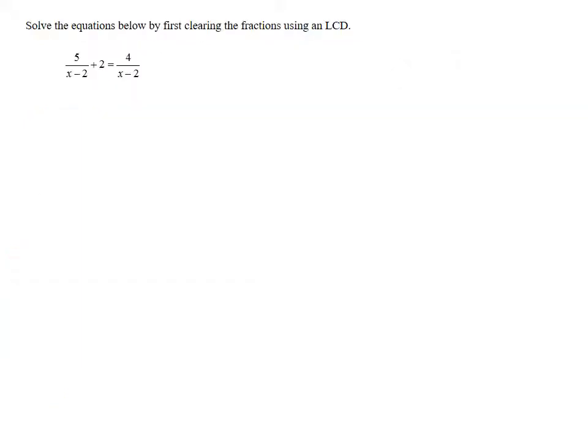Let's solve that third equation we had in our 3 examples. 5 over x minus 2 plus 2 equals 4 over x minus 2. Here we have 3 terms, 2 of which are fractions, and they have the same denominator. So the LCD would just simply be that single denominator of x minus 2. That's the same for both of those fractions. And we want to multiply that on both sides of the equation.